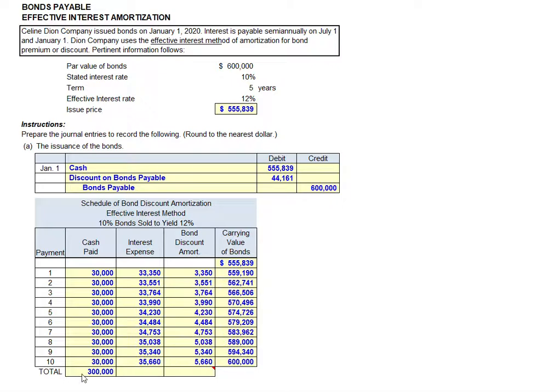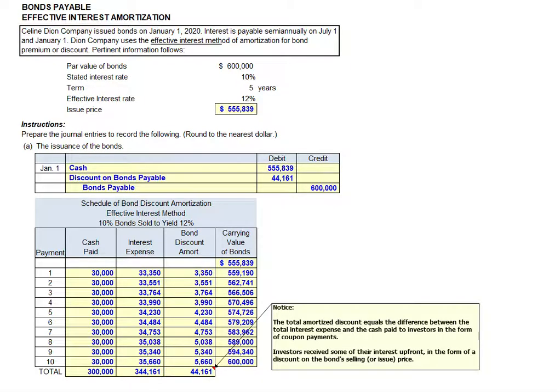Over the life of the bonds, we will pay the investors $300,000 in coupon payments. The interest expense on our bonds, however, will be $344,161. And why would investors accept less than $344,000 in interest? Why would they only accept $300,000? Well, remember, they got the other $44,161 up front. That amortized discount, again, equaled the difference between our interest expense and the cash paid to investors. We, in essence, prepaid the interest in the form of the discount when the bonds were sold or issued.